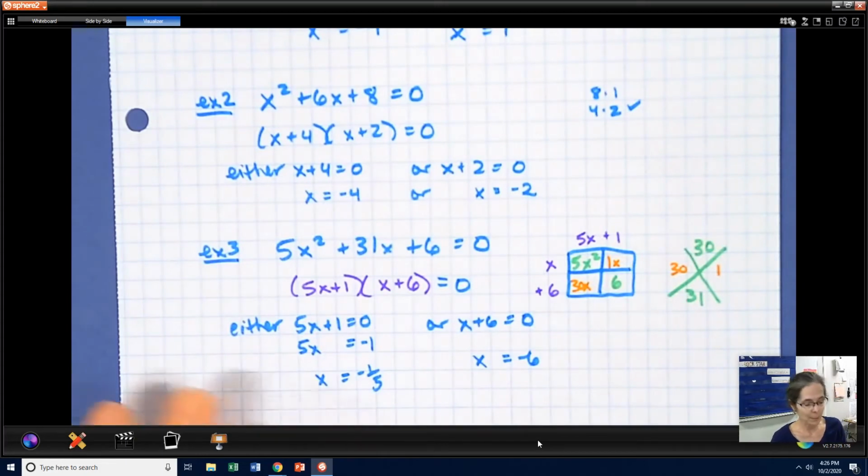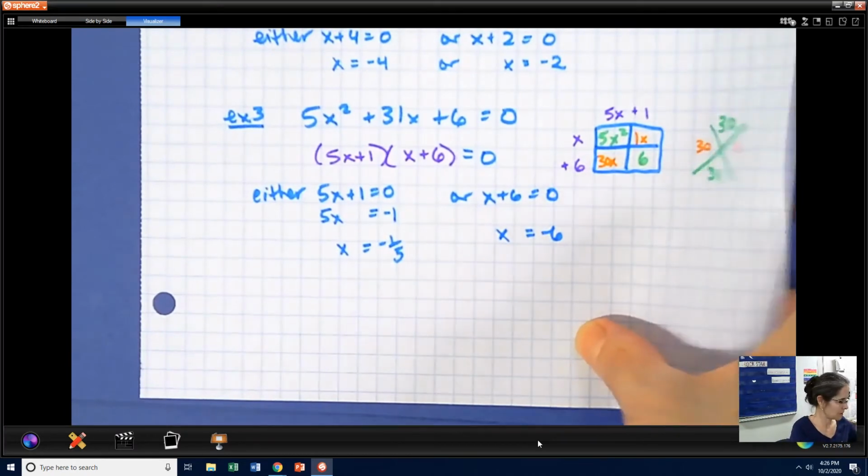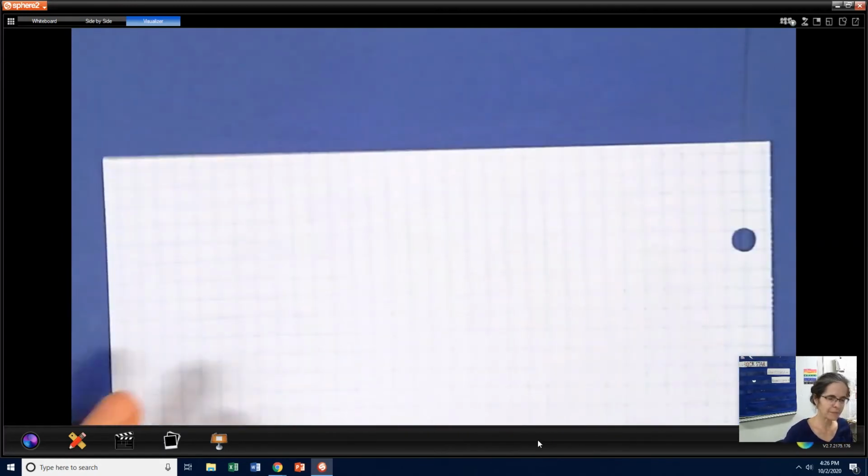Now I've got 2 more examples, but I'm near the bottom of my page. So I'm going to go ahead and flip my paper over. That was example 3. Let's do example 4.